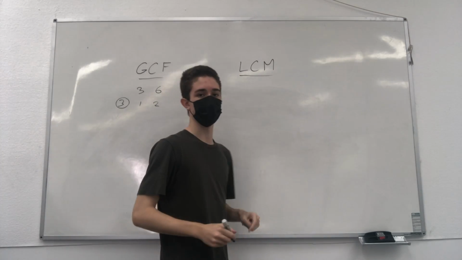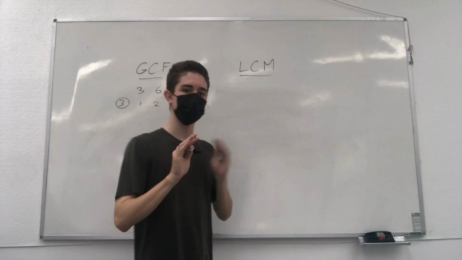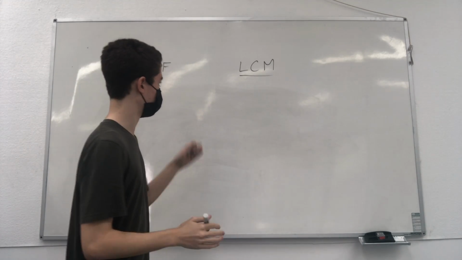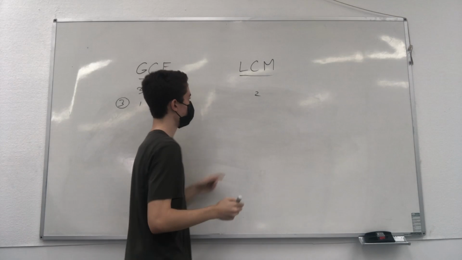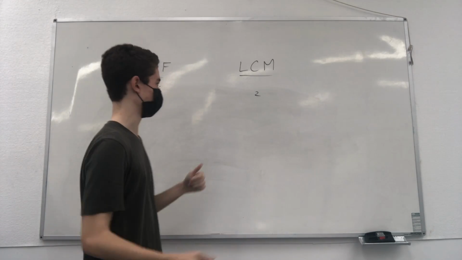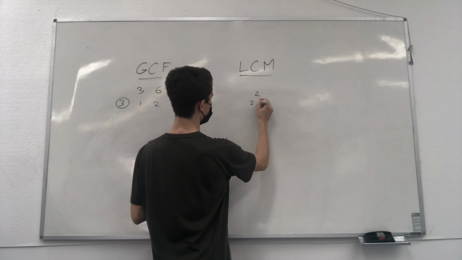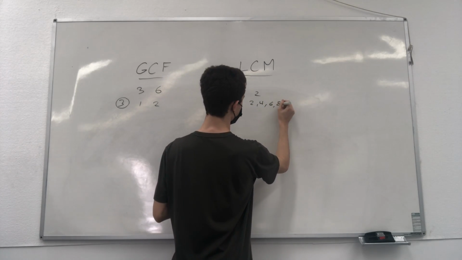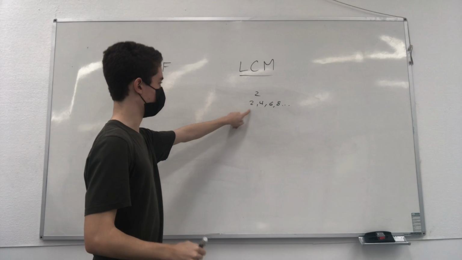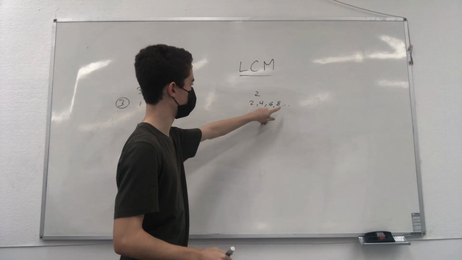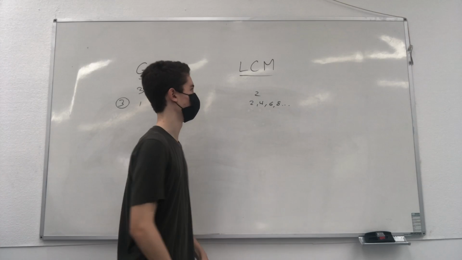Now the least common multiple between two numbers, well, first, what is a multiple? Well, a multiple of, for example, 2 are the numbers that multiply by 2. Multiples of 2 are 2, 4, 6, 8, etc. This is 2 times 1, 2 times 2, 2 times 3, 2 times 4, and so on.